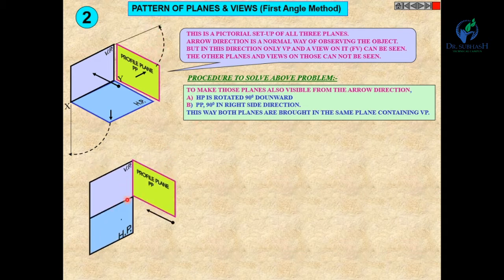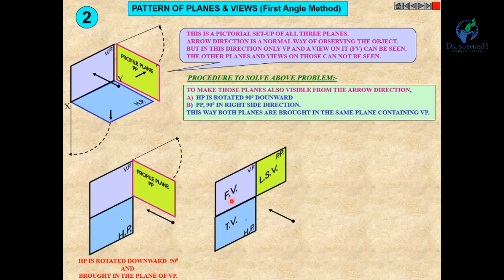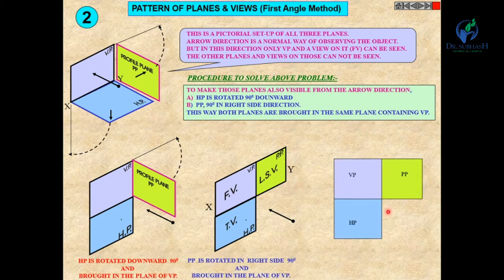By rotating the HP 90 degrees in the downward direction, you will see the final position. Similarly, if we rotate the profile plane 90 degrees in the right direction, then you will find the front view, top view, and left hand side view: the vertical plane, horizontal plane, and profile plane. Then finally, you can see the position of the three reference planes in orthographic projection shown here: vertical plane, horizontal plane and profile plane. This is the XY line.